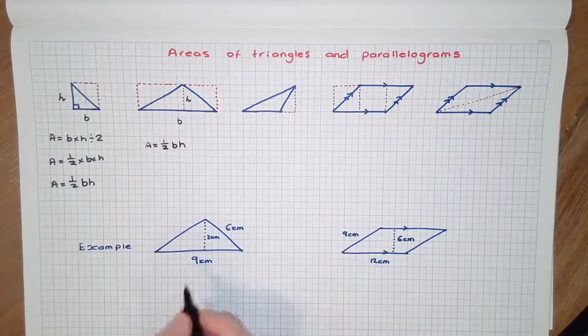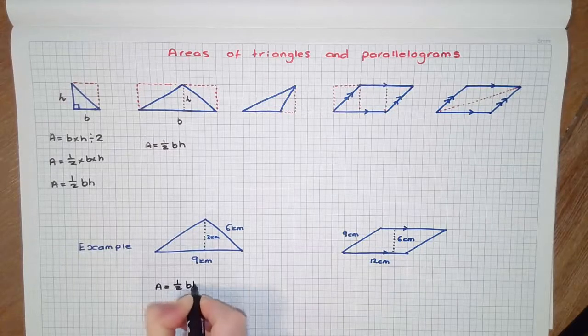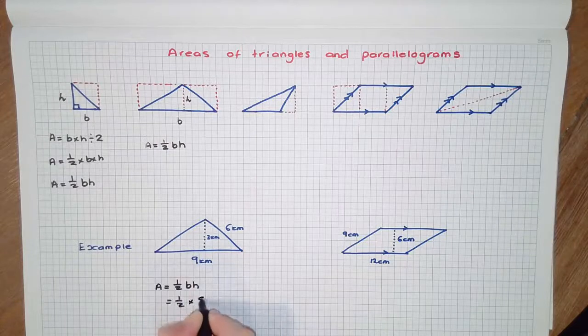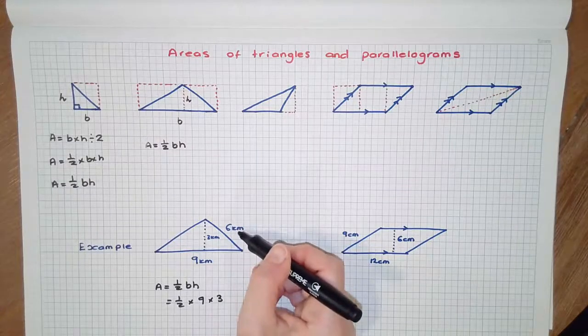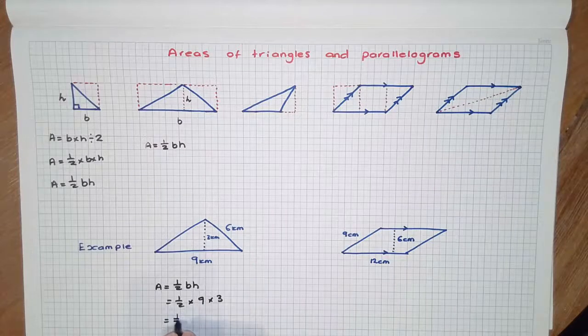Here we have a triangle. So the area for a triangle is found by half base times height. In this case, it's half times the base times the height of 3. Don't get put off by this slant height of 6 kilometers. We're using the perpendicular height. So a half times 9 times 3 is 27. A half of 27 is 13.5 centimeters squared.